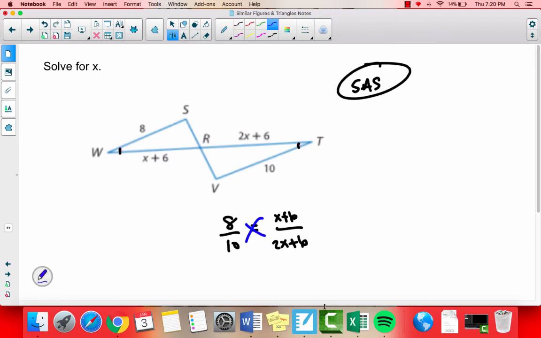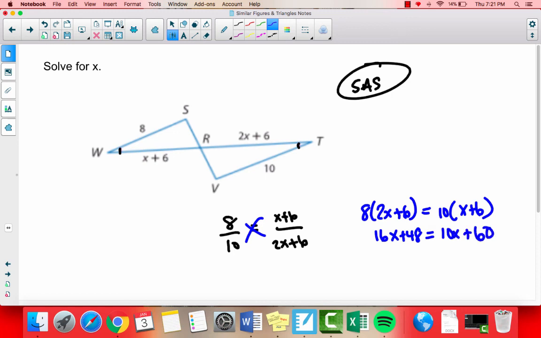Now, one thing you want to make sure you do when you do cross multiplication is that distribute to every single term. So the 8 gets multiplied by all of the 2x plus 6. I always write it out first just to make sure that I have everything written correctly, and then I work through it. That way you don't accidentally skip over something. So this simplifies to 16x plus 48 equals 10x plus 60. And then you guys can solve from there. You would solve for x, that would be your final answer, and then you'd be done.